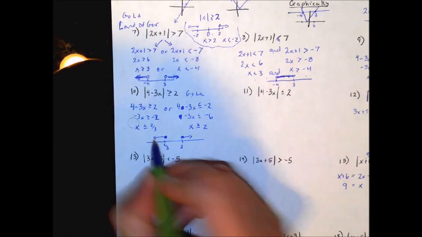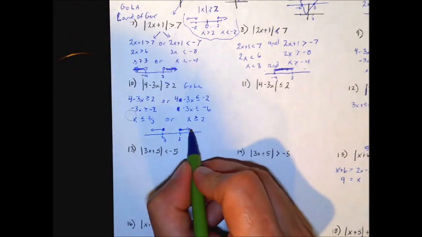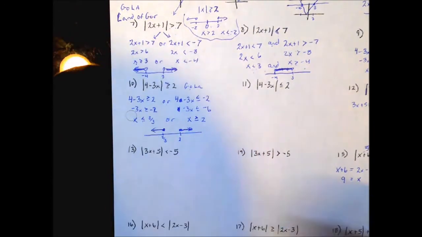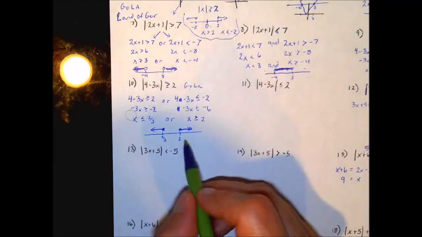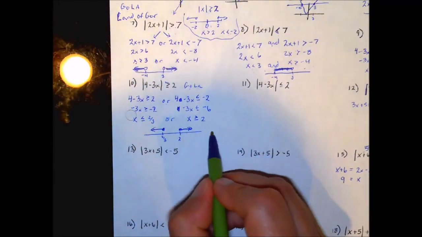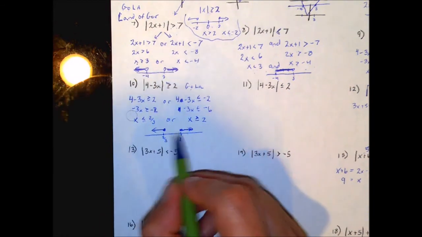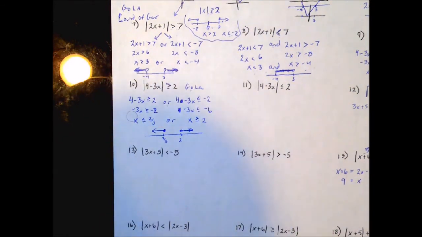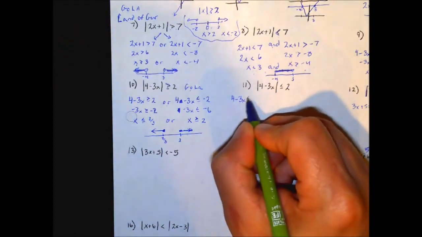Okay, now, since this is an or statement, we have all these numbers or all these numbers, which would be our solution. So if I asked you to pick 3 numbers that were solutions, you could pick 2, 3, 4, 5, 6, 7, right? You could pick 0, -1, -2, -3, but you couldn't pick any numbers in between there that would work.